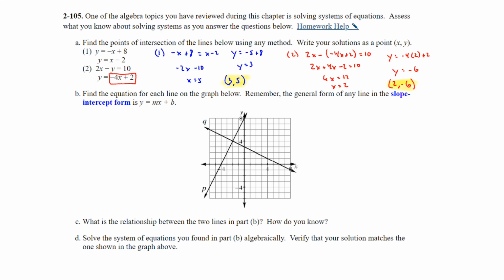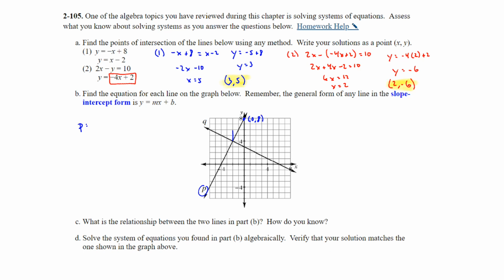All right, on to part B. Find the equation of each line on the graph below. Remember the general form of the line in slope-intercept form is y equals mx plus b. So let's look at line, we'll start with line P. So it looks like it crosses the y-axis at 0, 8, and we can draw our slope triangle in here.